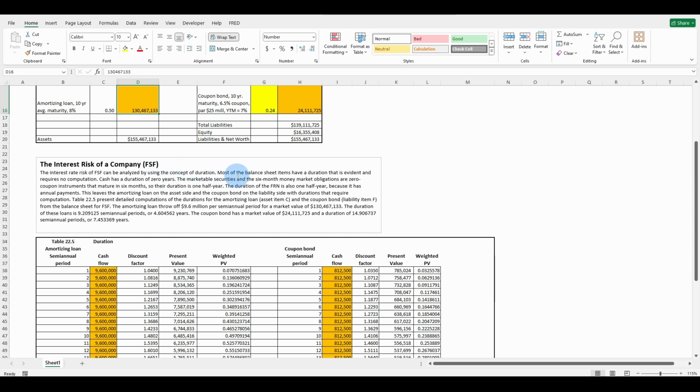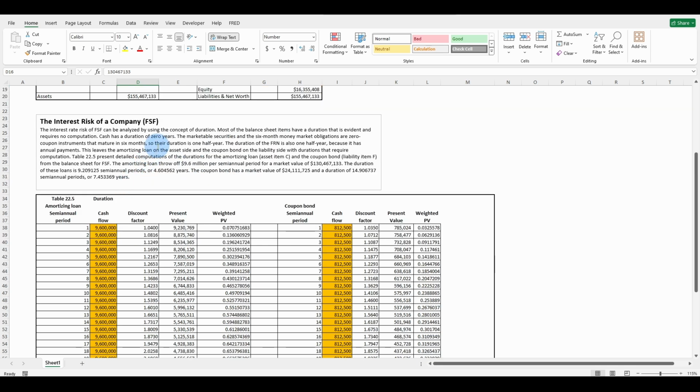Most of the balance sheet items have a duration that is evident and requires no computation. Cash has a duration of 0 years. The marketable securities and 6-month money market obligations are zero coupon instruments that mature in 6 months. So their duration is 1/2. The duration of the FRN is also 1/2 year because it has annual payments.